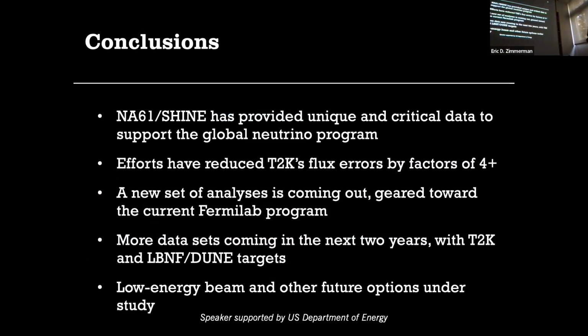Okay, so that's all I have. NA61 has really provided unique and critical data to support the global neutrino program. These efforts have reduced T2K decay flux errors by a very large factor. There are new analyses coming out now geared toward the current Fermilab program. More are coming in the next couple of years with both the T2K and the LBNF DUNE targets. And we're studying a low energy beam and other future options.